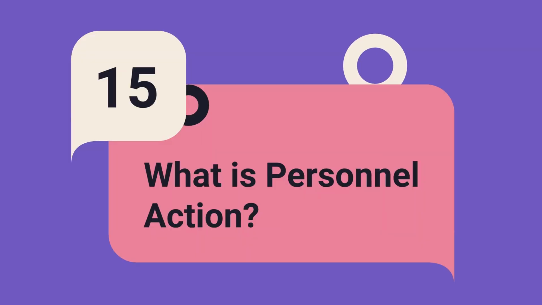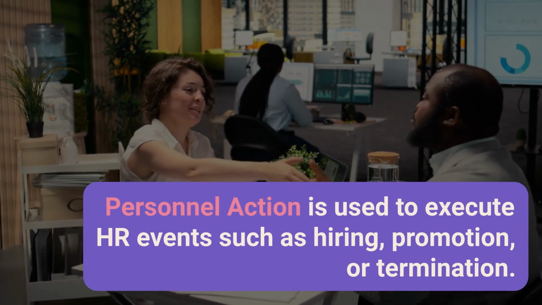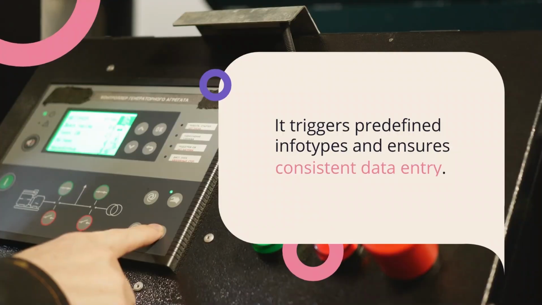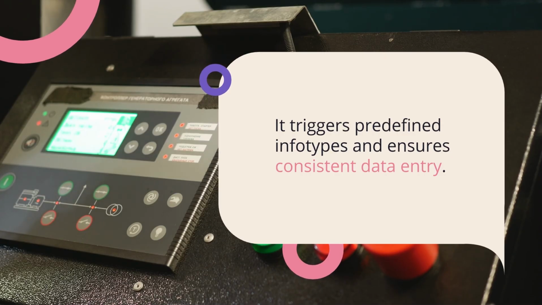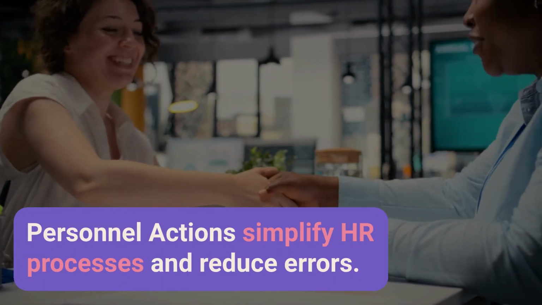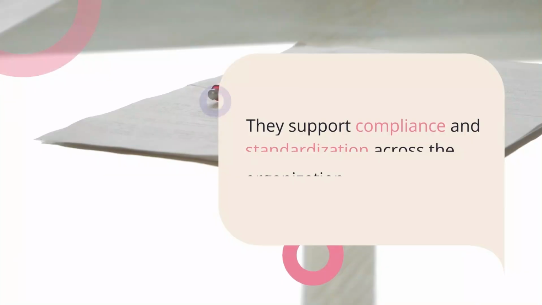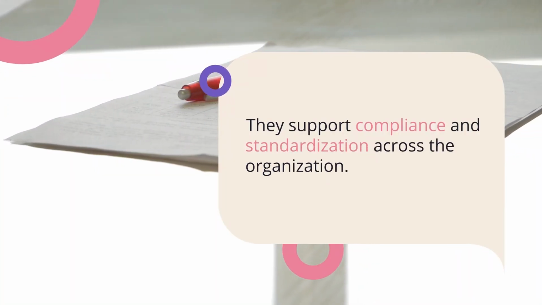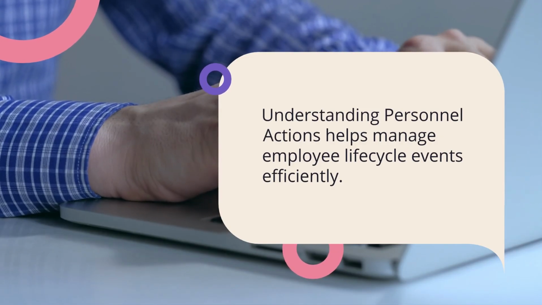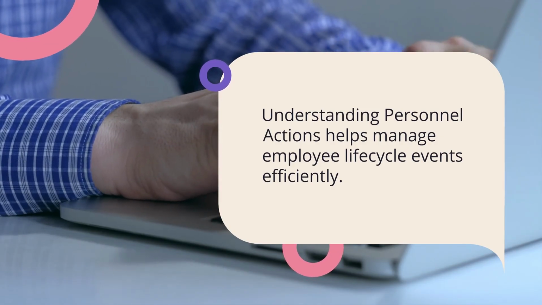15. What is personnel action? Personnel action is used to execute HR events such as hiring, promotion, or termination. It triggers predefined info types and ensures consistent data entry. Personnel actions simplify HR processes and reduce errors. They support compliance and standardization across the organization. Understanding personnel actions helps manage employee lifecycle events efficiently.